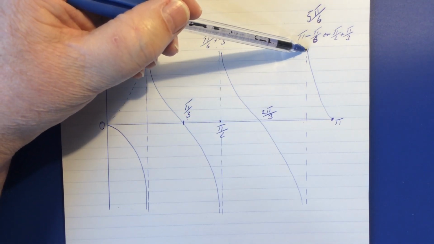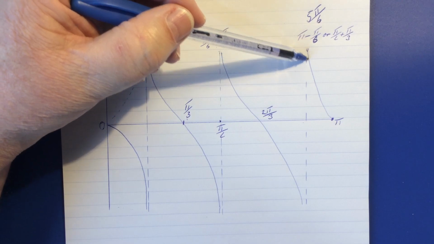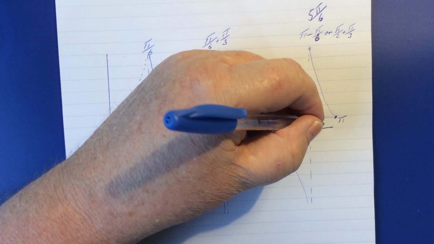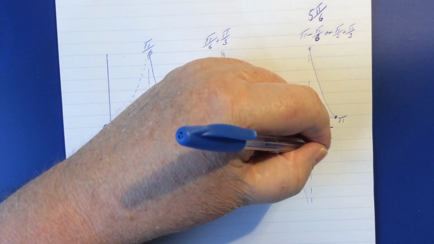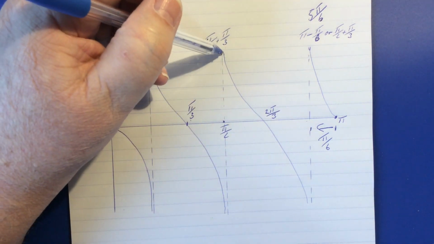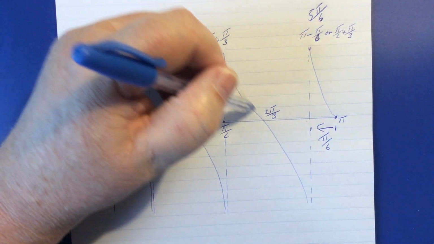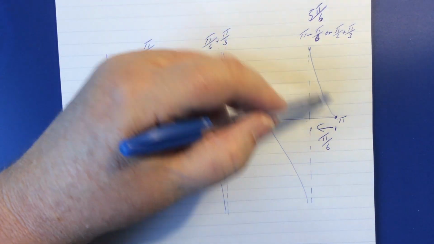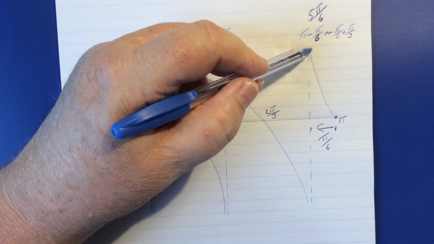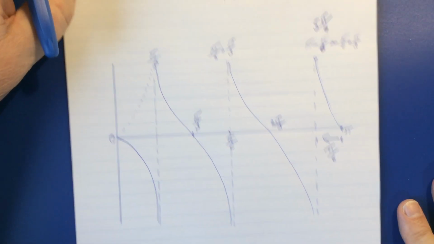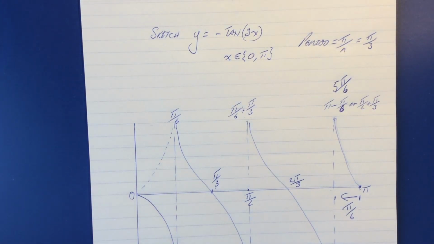And the next thing to observe is that we just have this little piece left here. This distance here is pi on 6. From here to here is pi on 6. And so we get in half of the normal trajectory of a negative tangent graph. And so this runs from here all the way down to pi. And that is how we construct the graph of y equals negative tan 3x between 0 and pi.